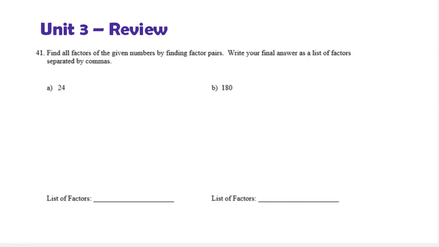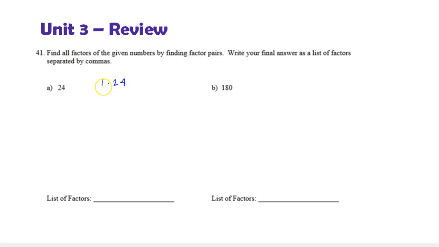Let's look at the next one. Find all factors of the given numbers by finding factor pairs. Write your final answer as a list of factors separated by commas. So we have 24, and our process for this is we start with 1 times 24. So the number itself and 1 are always factors of the number.